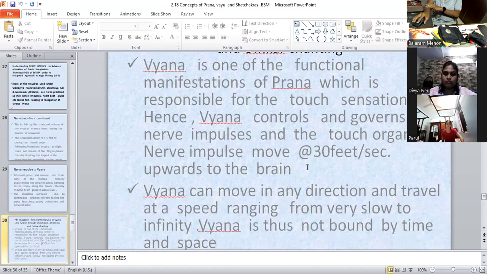Nerve impulses move. See the velocity of the nerve impulse: 30 feet per second. What is the height? 5 feet 5 inches. This is 30 feet per second, means going up and down, up and down. What is a nerve impulse? The sensation which is felt is out of the nerve impulses, but that is not the nerve impulse itself.